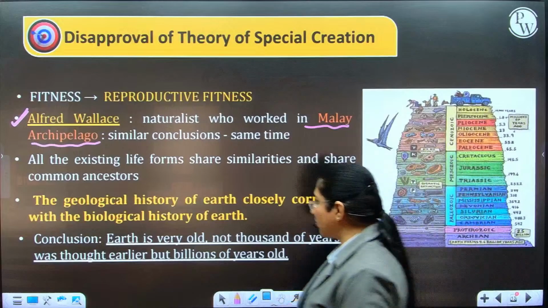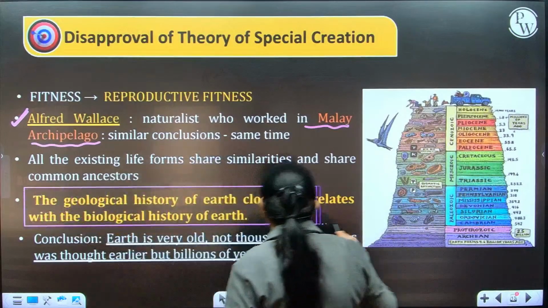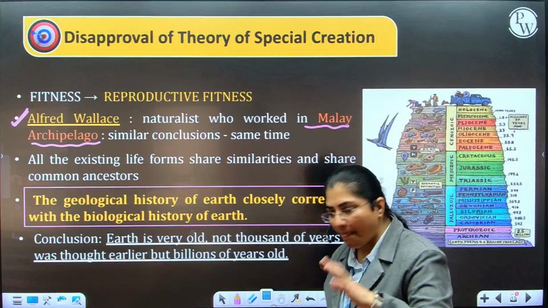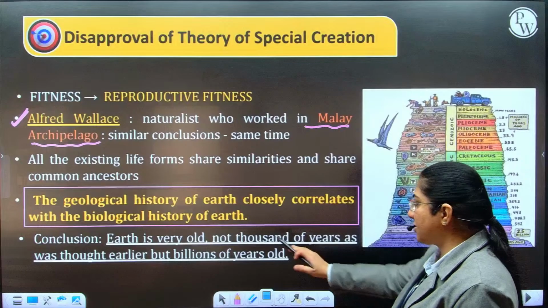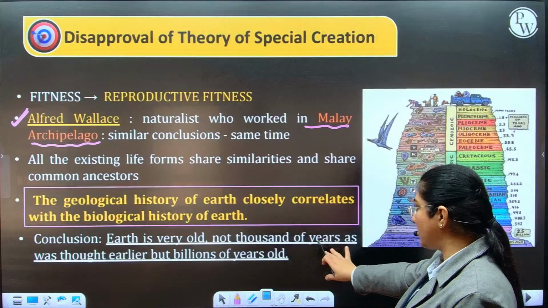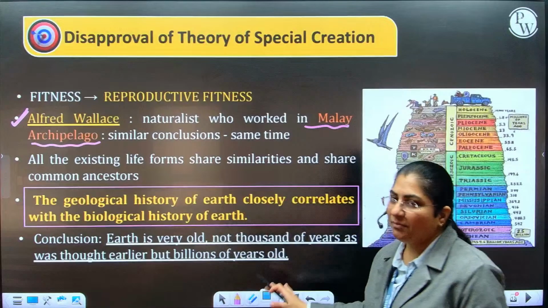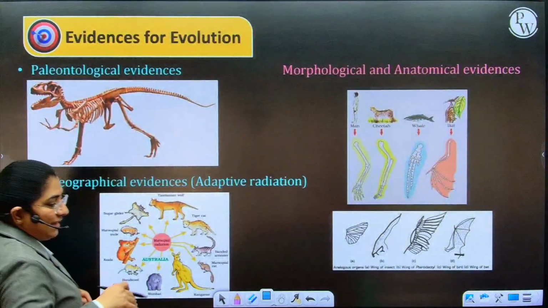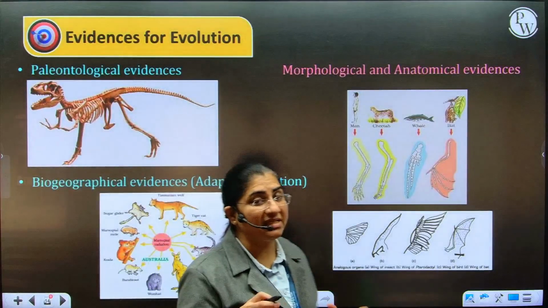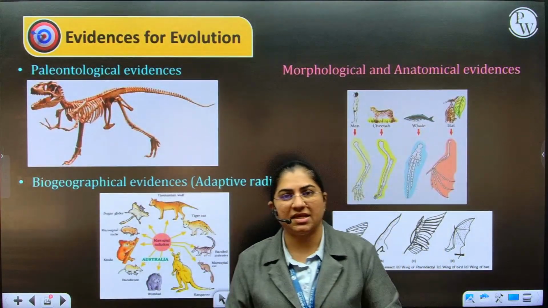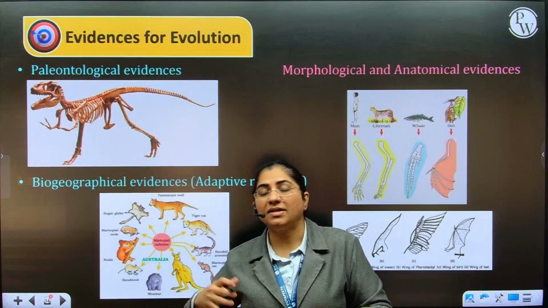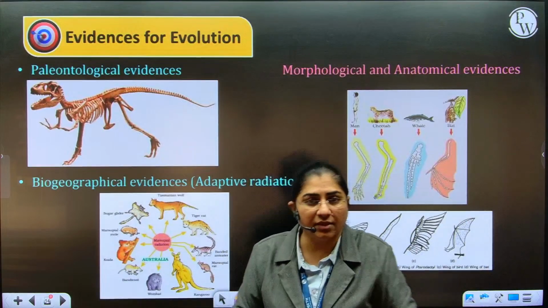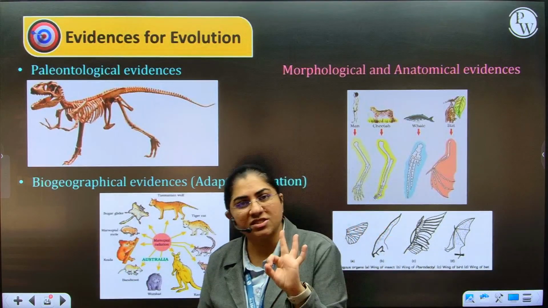They also came to the conclusion that the geological history of the earth closely correlates with the biological history of the earth, okay? And that the earth is not just a few thousand years old, but it is approximately billion years old. Now thereby from what he found out, from what he researched, we could easily understand and analyze that what Darwin sir said was correct, and he completely negated the three postulates of the religious theory.